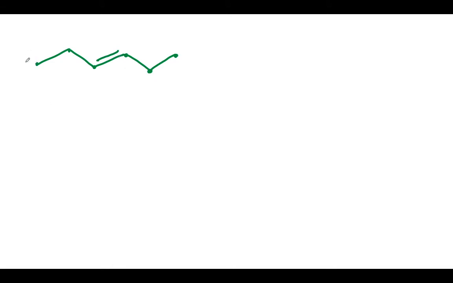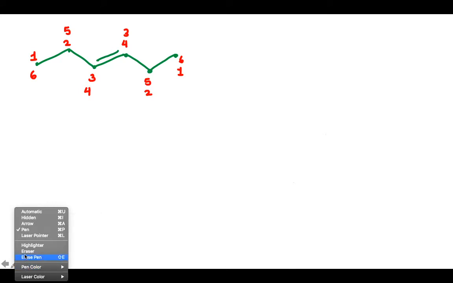I'm going to start numbering from left to right: 1, 2, 3, 4, 5, 6. Or what if I go from right to left? 1, 2, 3, 4, 5, 6. Because this double bond is right in the middle, it doesn't matter if I number it from left to right or from right to left. My numbers are still the same. It's either 3 or 4, whichever way I do it.